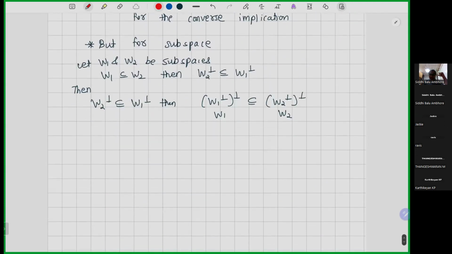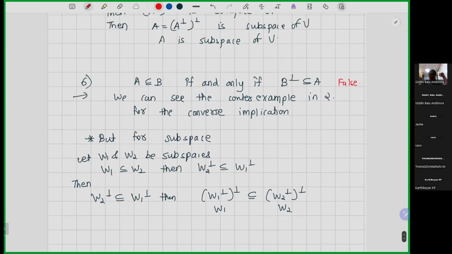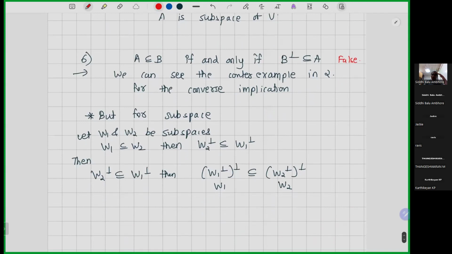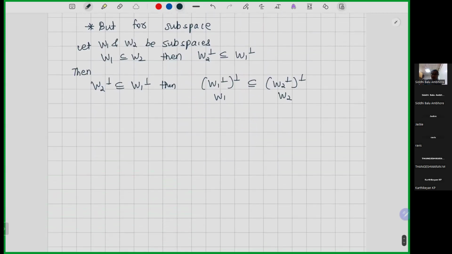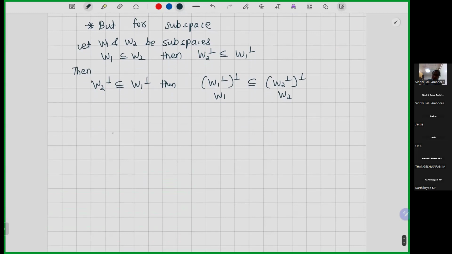Any cases here, or any input anyone would like to give, that this is true or false, or that the converse was okay, not okay? Ma'am, but it was given as a condition. Yeah, it is given that W1, W2 are subspaces. So the statement is if A is equal to A perp perp, then A is a subspace, okay.